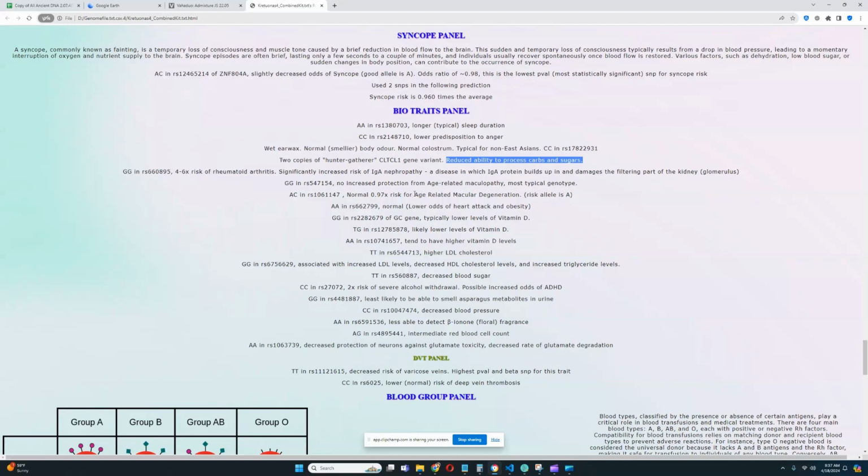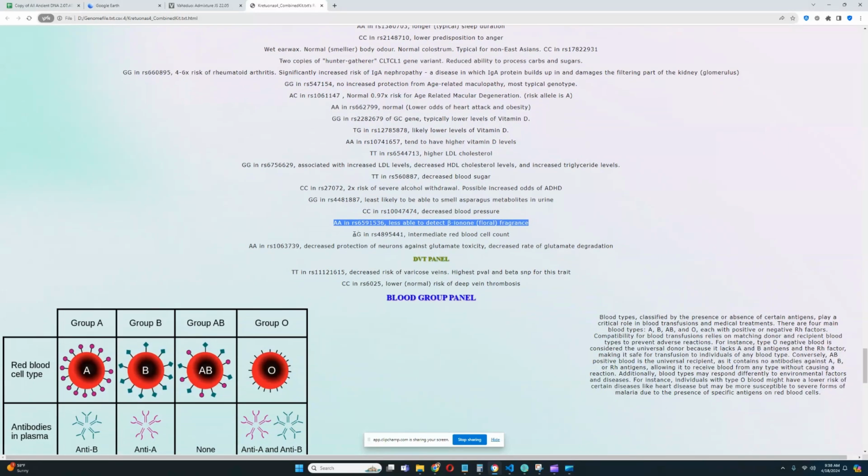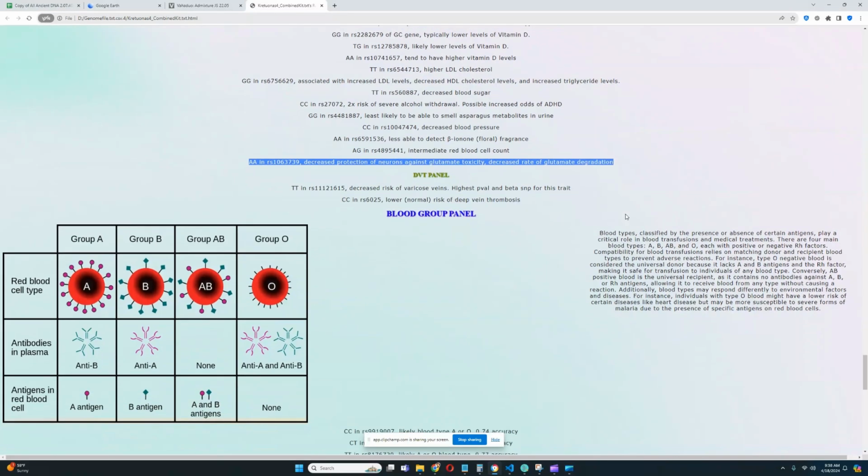And she's got this genotype, which leads to a significant increase in the risk of IgA nephropathy, which is a disease in which IgA protein builds up and damages a filtering part of the kidney. And it looks like she is less able to detect beta-ionone fragrance. It looks like she's got this genotype, which is an intermediate red blood cell count. And it looks like she's got this genotype, which is decreased protection of neurons against glutamate toxicity and decreased rate of glutamate degradation.